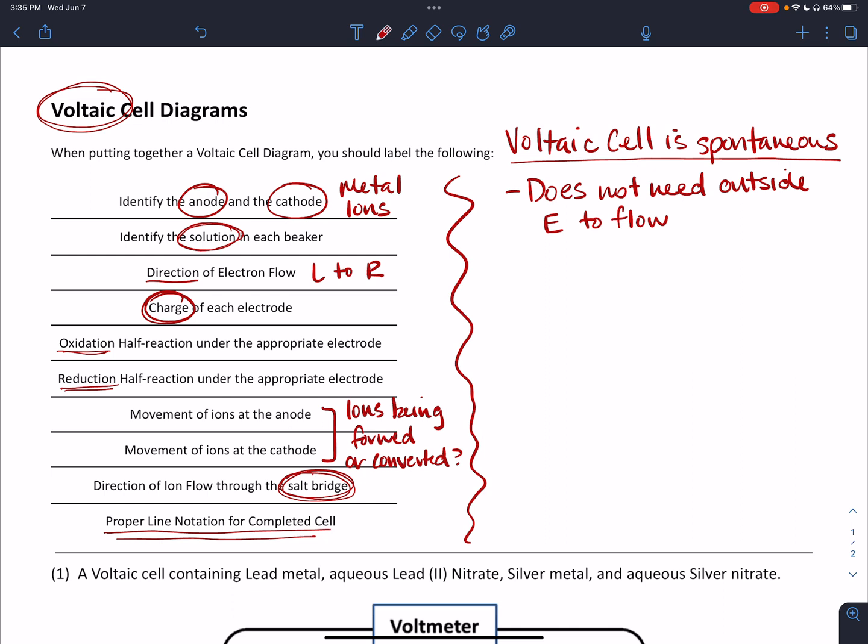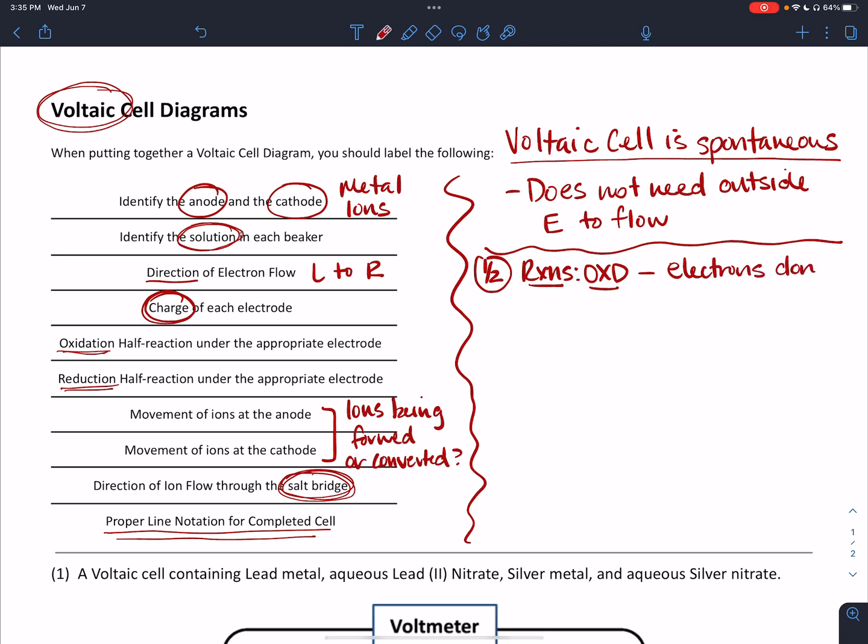Now let's talk a little bit about the two half reactions. We know we have two options. We can have an oxidation half reaction, and an oxidation half reaction is one where electrons are donated. What does this mean? It means that the electrons are leaving this particular electrode, and because of that, we have a source of electrons. We give that particular half reaction a negative charge. So this would be the negative end of your battery. Together we call this the anode.